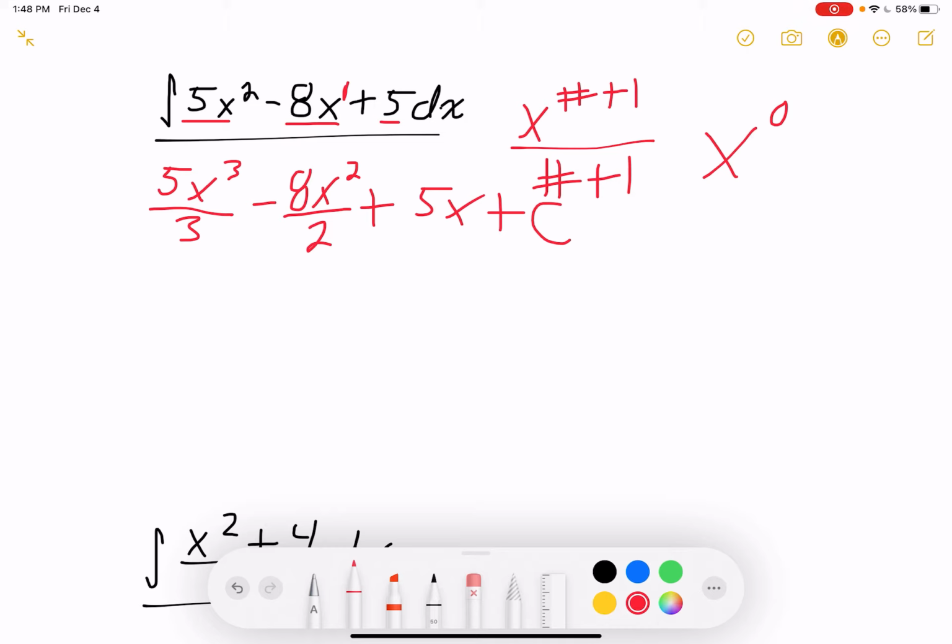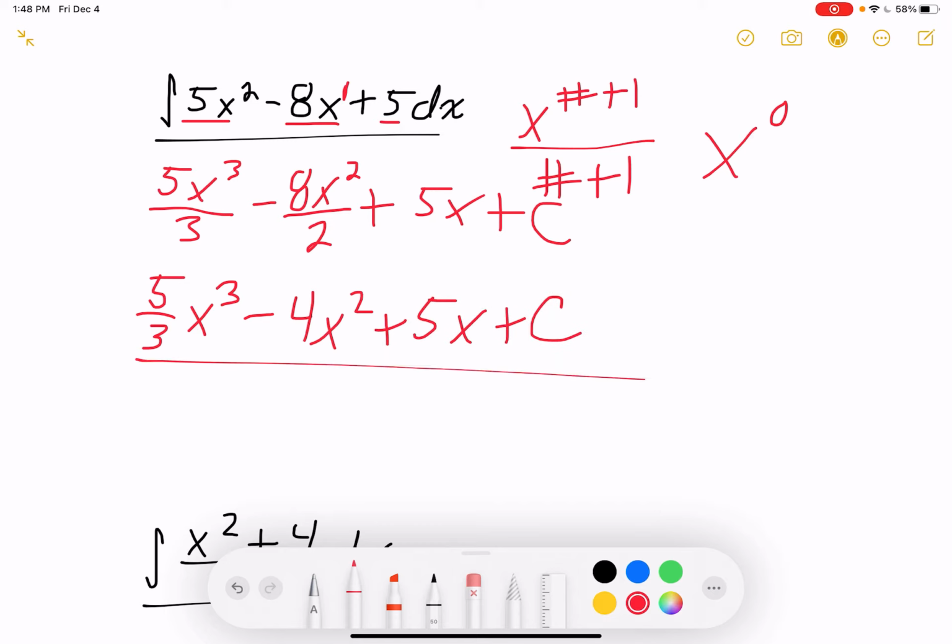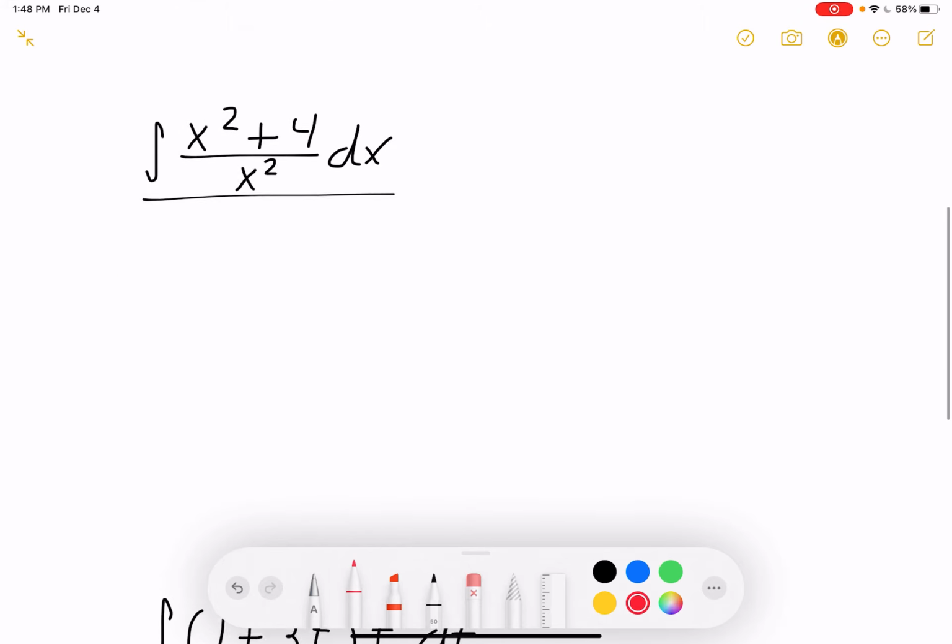Now we can simplify, and this first piece becomes 5/3 x cubed, minus 8 divided by 2 gives us 4x squared, plus 5x plus c. And that is your final answer. All right, moving on.